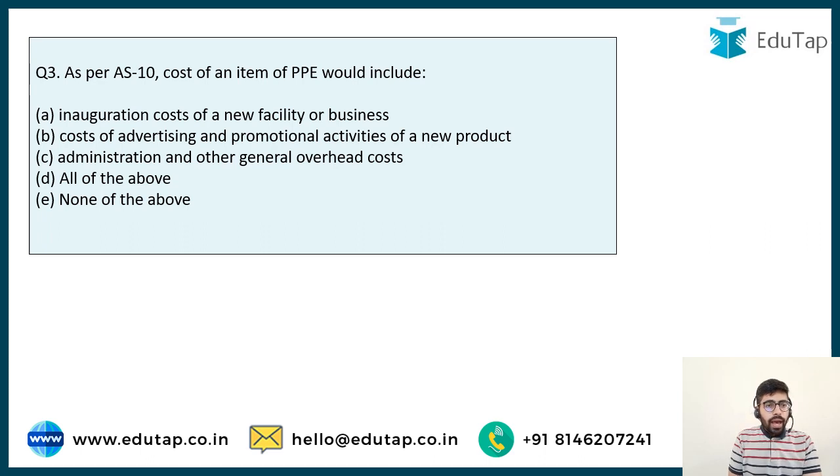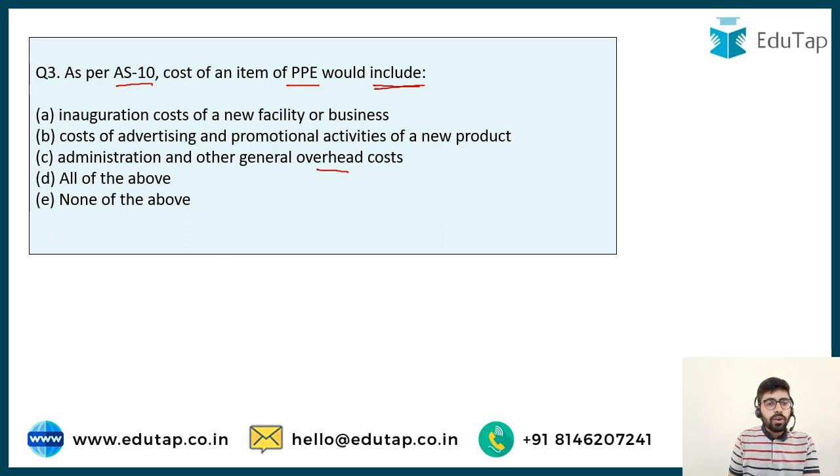Another question: as per AS 10, cost of an item of PPE would include inauguration cost of a new facility or business, cost of advertising and promotional activities of a new product, administration and other general overhead cost, all of the above or none of the above. So we have to answer what is going to be included in the cost of a fixed asset.